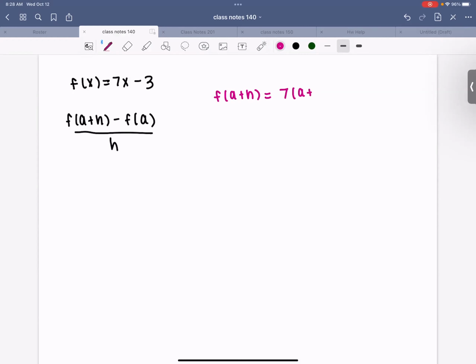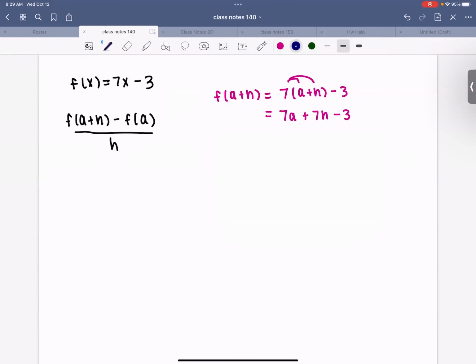Perfect. 7a plus h minus 3, right? Whatever is in the parentheses gets substituted in for x. So instead of writing x, I wrote a plus h, and I put it in parentheses because it's a group of things and I don't want to get it mixed up with everything else. I guess we can simplify this by expanding it. So this would be 7a plus 7h minus 3, right? I think that's as far as we can go with the f of a plus h part, right?